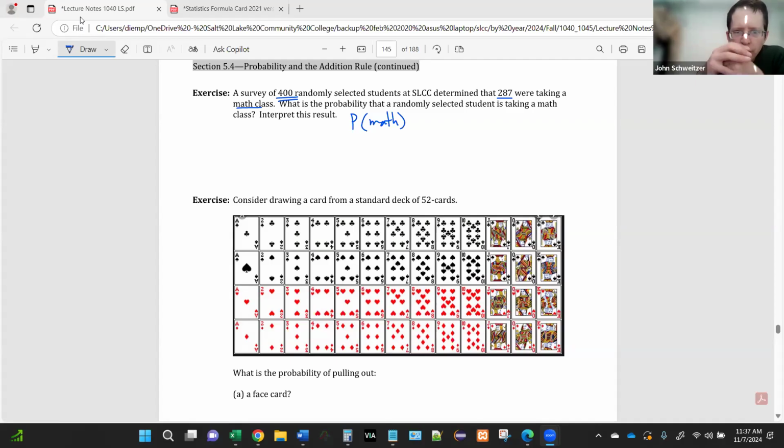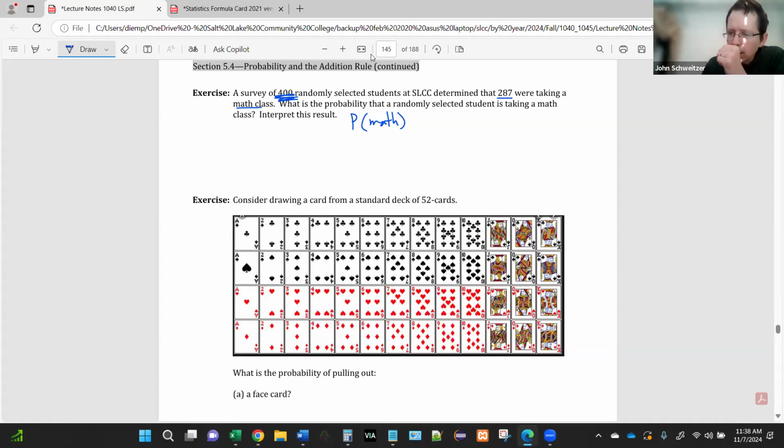And as soon as you get that first one, just put it over in the chat. The probability that a randomly selected student is taking a math class. 400 is a pretty large number, right? So if you have a data set with 400 people, the law of large numbers will kick in there. So it really should be a simple proportion there.